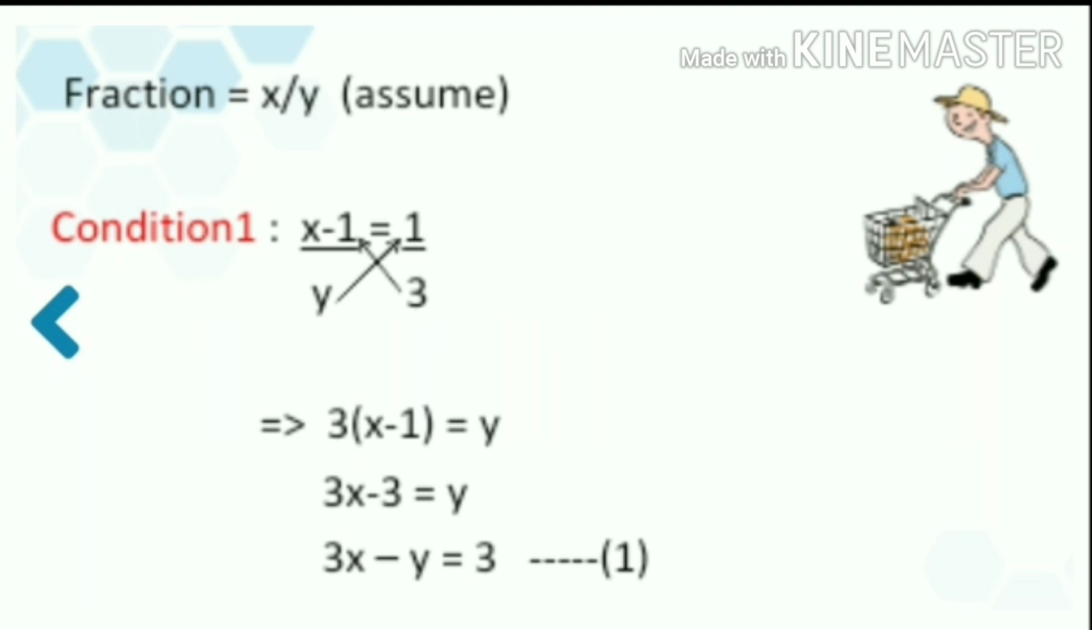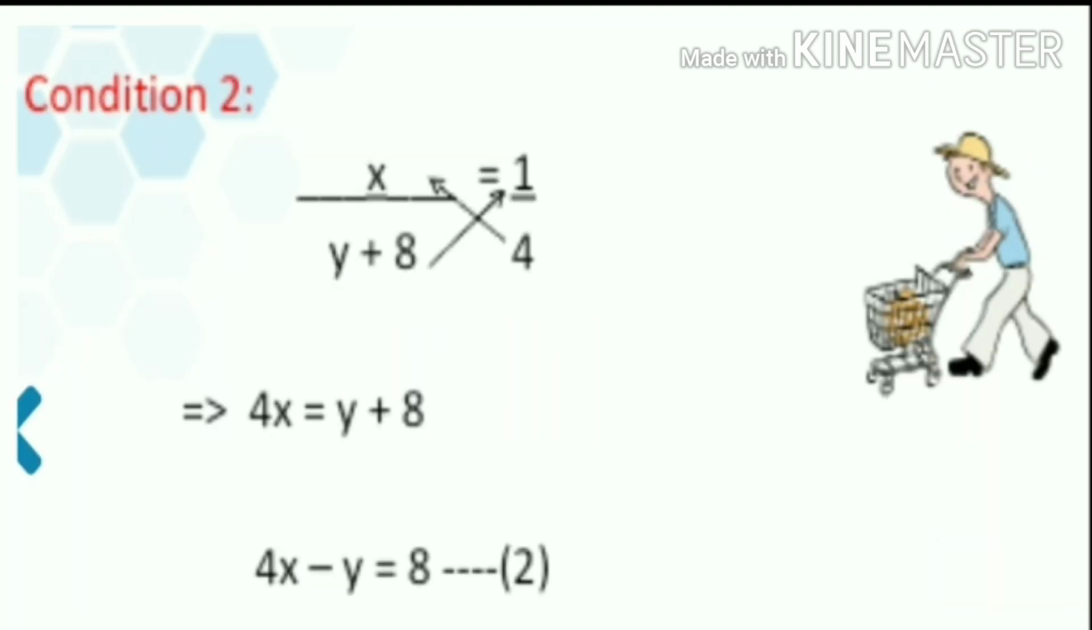Now check the second. This second condition is saying that if 8 is added in the denominator, the fraction will become 1 upon 4. So what have we done? We have added 8 in the denominator. That's why x upon y plus 8 is equal to 1 upon 4.